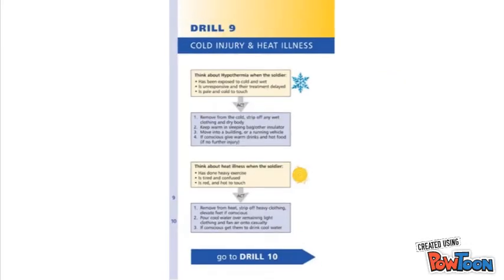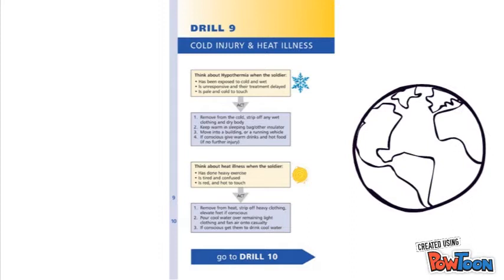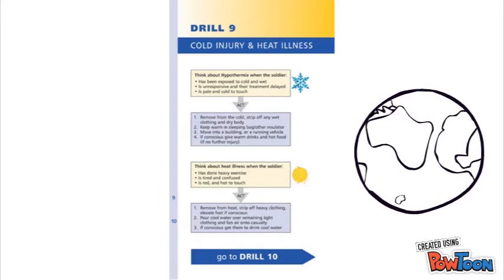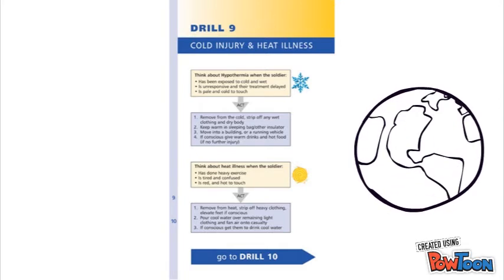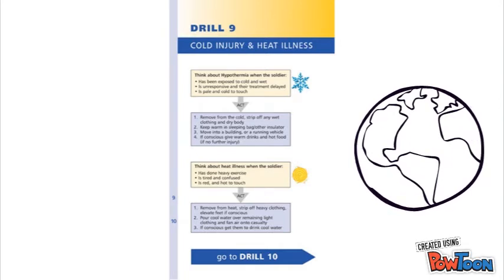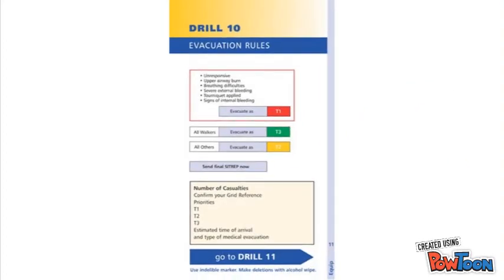Drill 9 is especially apparent in hot or cold environments. Needless to say, you should always check for hypothermia or heat illness in extreme temperature. Follow the instructions as laid out. In drill 10, you're going to reassess your Ts. You will send a final casualty report with the number of casualties, grid reference, etc. Practice this, since it will come back during the 9-liner lessons.